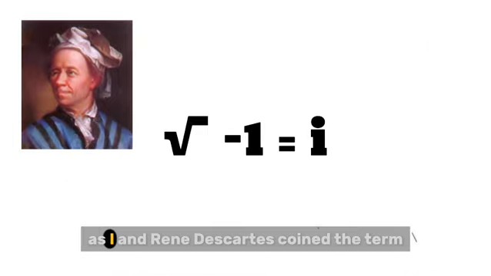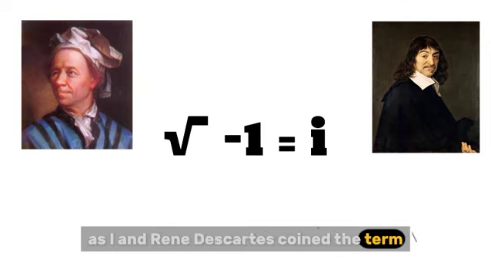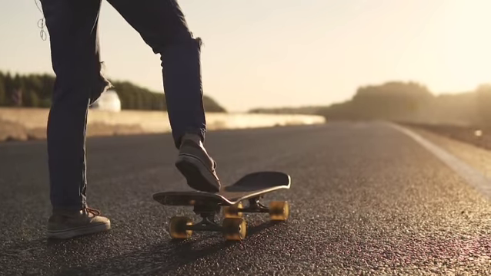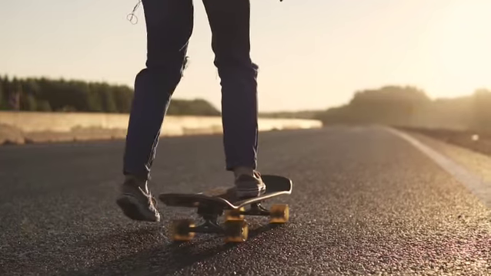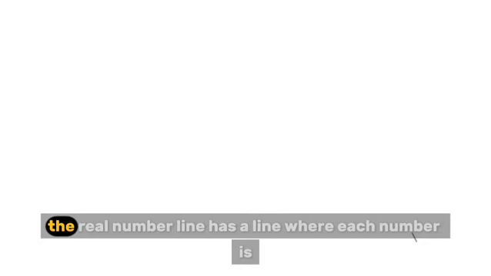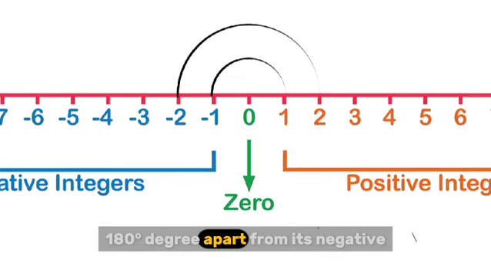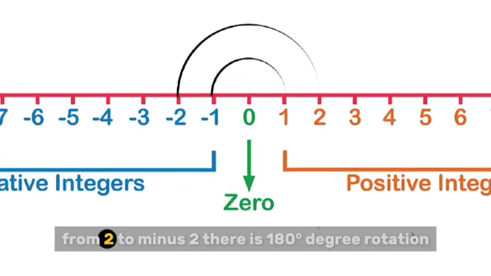Euler represented under root minus 1 as i, and René Descartes coined the term imaginary number. Yeah, the I think therefore I am guy. But did we force this number to fit on the real number line? No. Let's make sense of how this works. Imagine the real number line has a line where each number is 180 degree apart from its negative. From 2 to minus 2, there is 180 degree rotation.